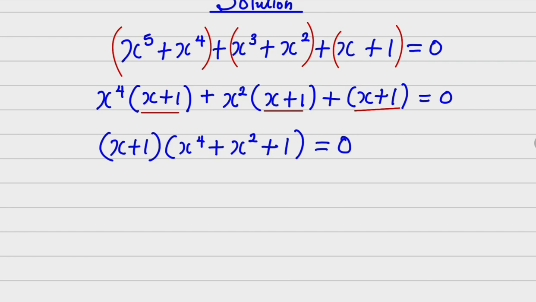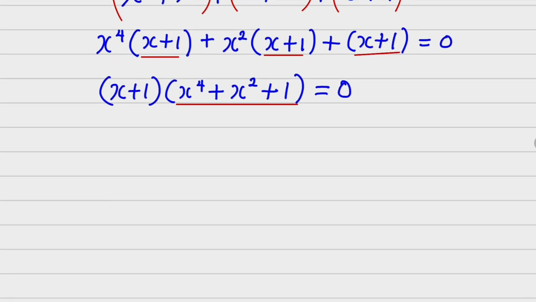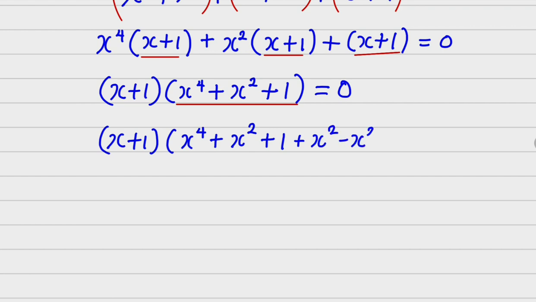But let me see if I can factorize this further using a simple trick. Now, why not let me have it as x plus 1. Then I can have this as x raised to the power 4 plus x squared plus 1. Then minus, or I can have plus x squared minus x squared, close the bracket, is equals to 0. I haven't changed anything.